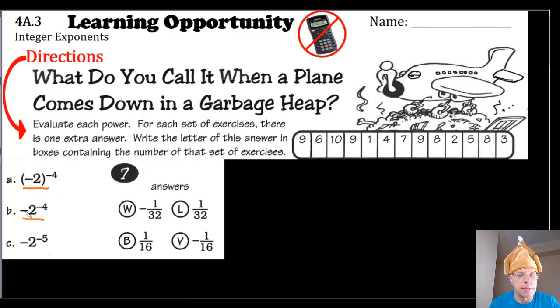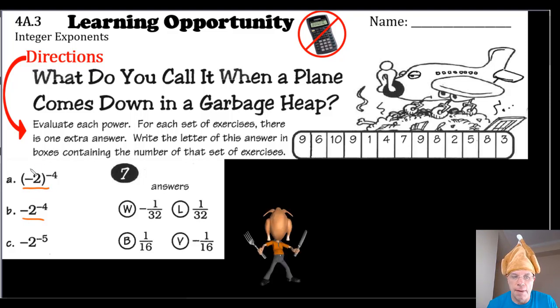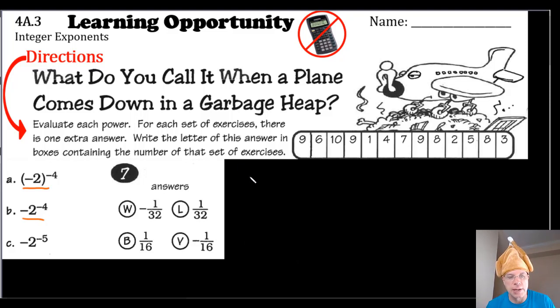like these two, 7a and 7b, where in the first case of 7a, the base number is -2. And in the second case of 7b, the base number is +2, and we're taking the opposite of +2 to the -4th power. And that can be pretty tricky. I had a misunderstanding of this for quite some time until somebody helped me understand the difference.